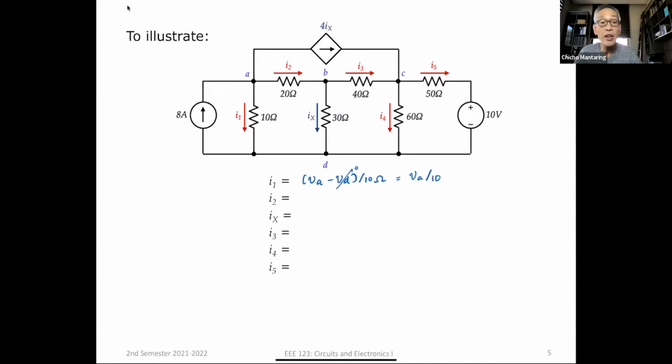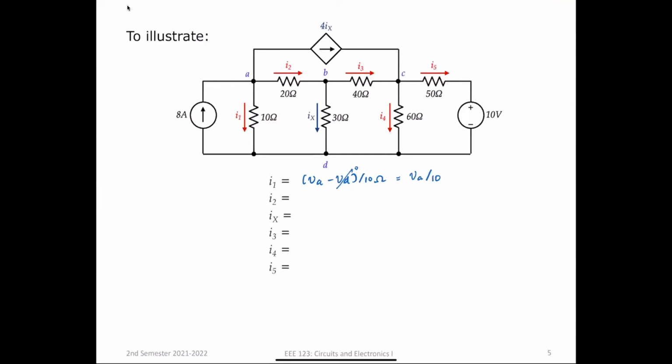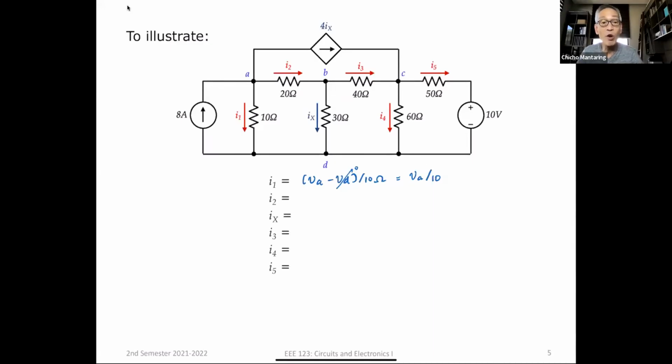Who can give me an expression for I2? Can someone help me? What is our expression for I2? Anyone? Or should I call out someone at random? Just shout it out, whoever wants to answer. Sir, VA minus VB over 20 ohms. That's right, VA minus VB over 20.